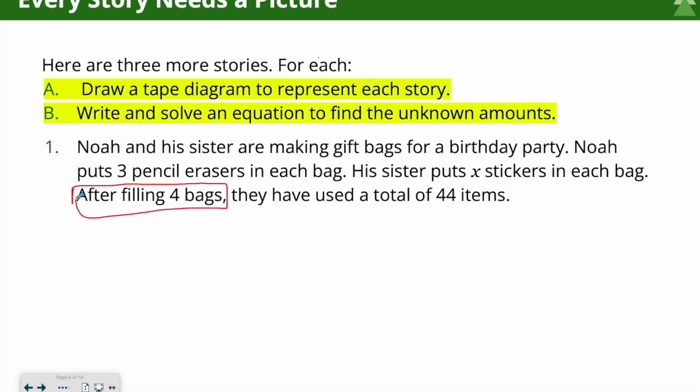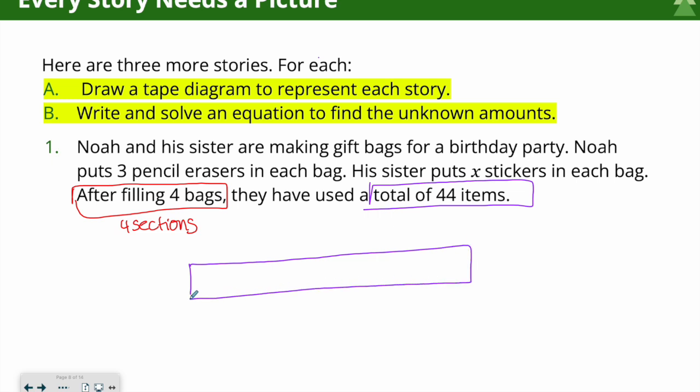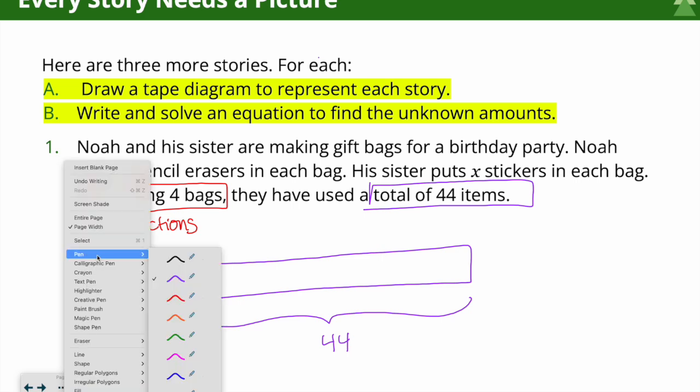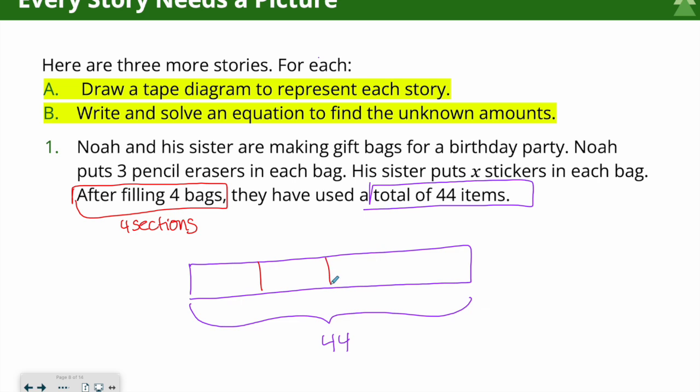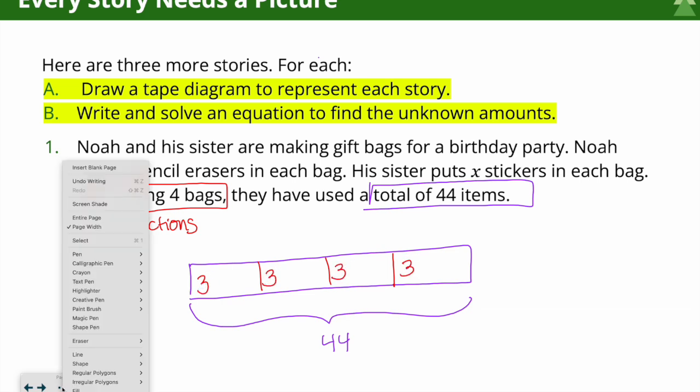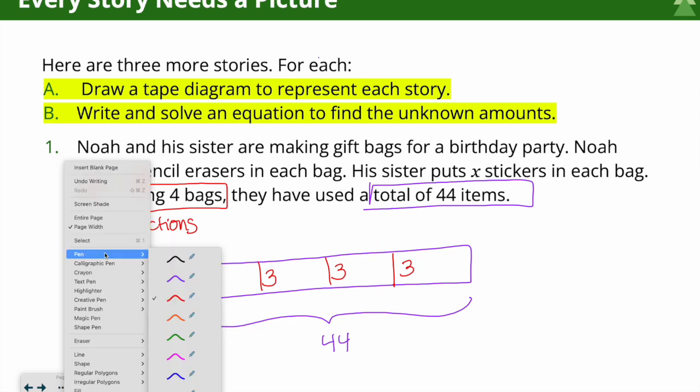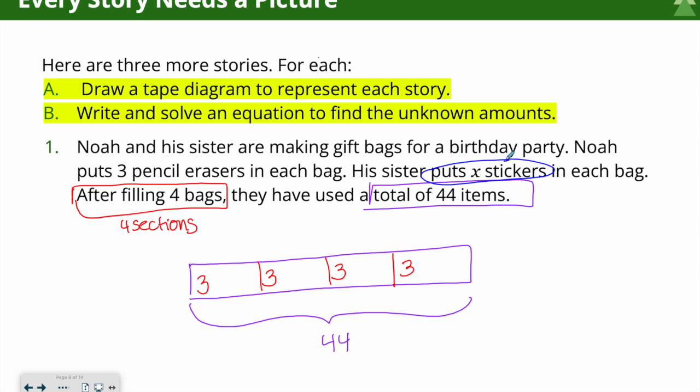So 4 bags means I'm going to need 4 sections. And we know the total is 44. So the length of my entire box is going to be 44. So I'm going to divide that box into 4 sections. Now it says Noah put 3 pencil erasers in each bag. And then his sister puts in X stickers. So plus X.